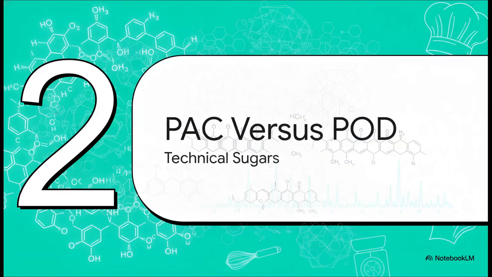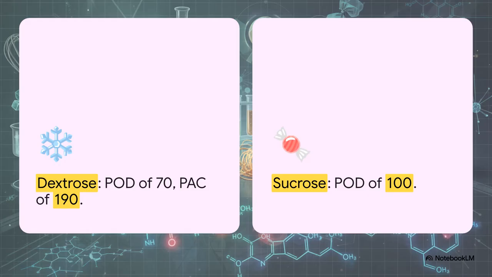Section 2. PAC versus POD. Let's delve into the specific molecular weights and chemical functionalities of these highly technical sugars. This right here brilliantly illustrates why standard table sugar is functionally obsolete in modern frozen patisserie. We are comparing dextrose, which is atomized glucose, with standard sucrose.